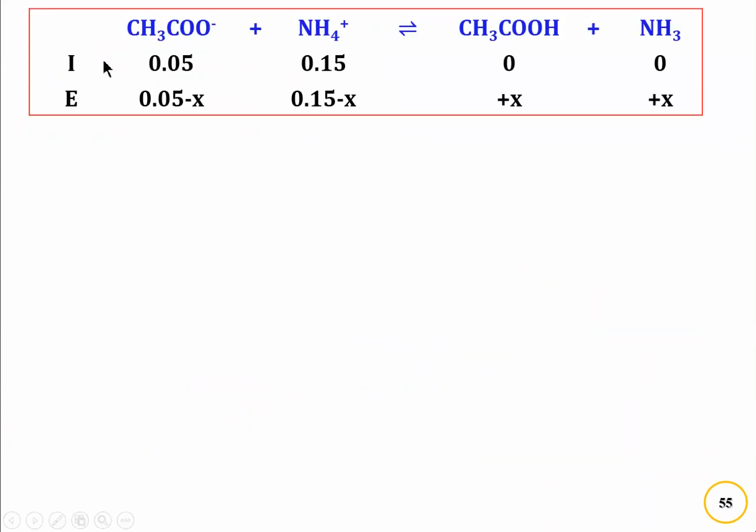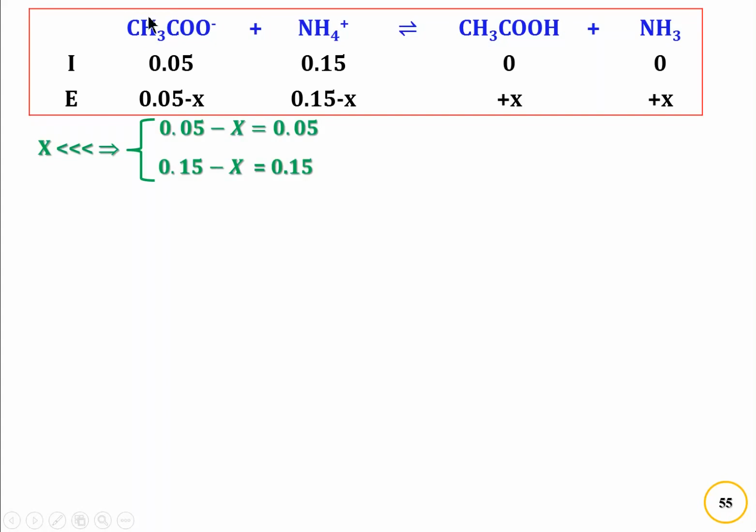We write the reaction at t equals 0. We have 0.05 mole of acetate, 0.15 mole of NH4+, 0, 0. At equilibrium: 0.05 minus x, 0.15 minus x, x, x. So to find the concentration of the species in the solution, we have to find x. Since the reaction is very limited, the value of x is very low, and x can be neglected with respect to 0.05 and 0.15.